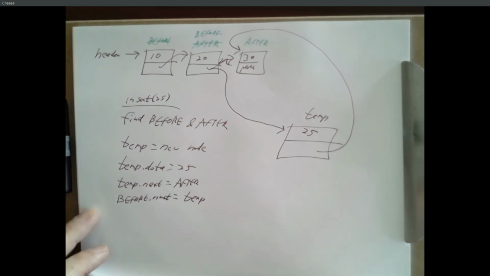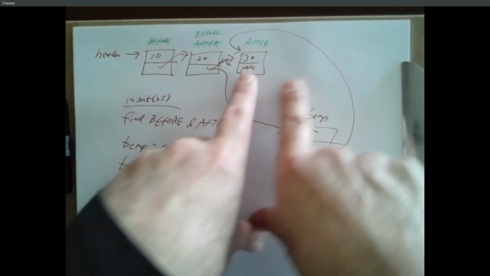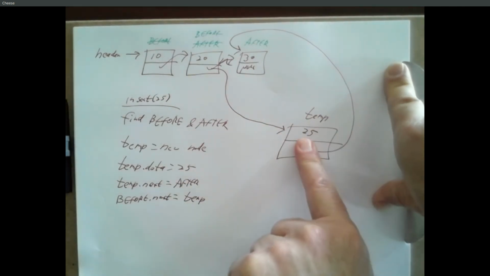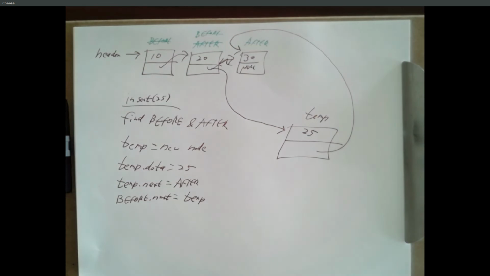So are we just doing the brute force, start at the beginning and go to the end? That's the only way to do it. Yeah, just start at the beginning and keep marching through. So before, after, before, after, before, after. Keep going until the after node is bigger than the thing you're inserting. And then you're good to go.